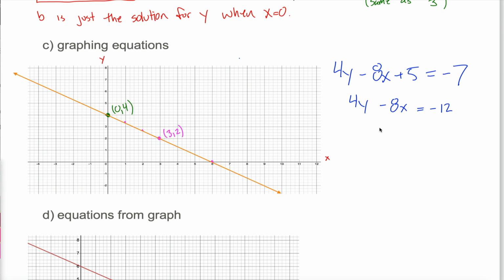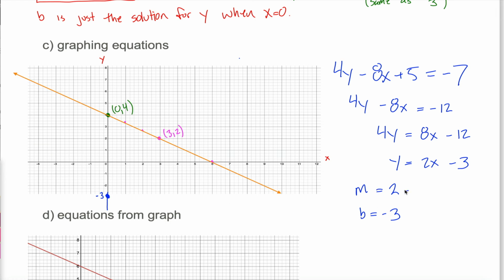Then let's add 8x to both sides of the equation. I got 4y equals 8x minus 12. Finally, divide both sides of the equation by 4, and I get y equals 2x minus 3. I'm now in y equals mx plus b form, and I can recognize that m is equal to 2 and that b is equal to negative 3. Because b is equal to negative 3, I know my y-intercept must be negative 3. So I come down here on my graph and mark the y-intercept at negative 3.